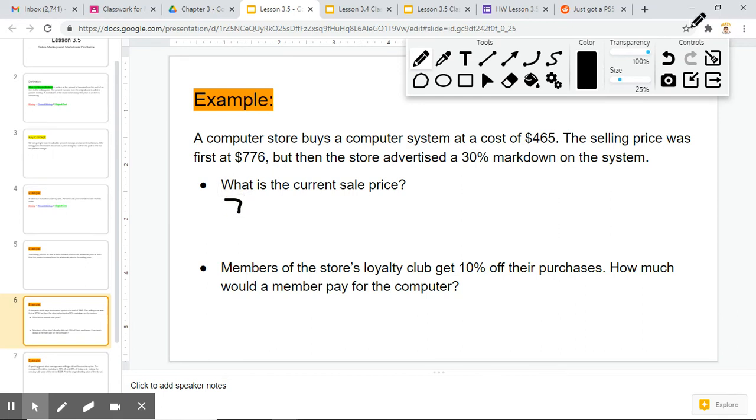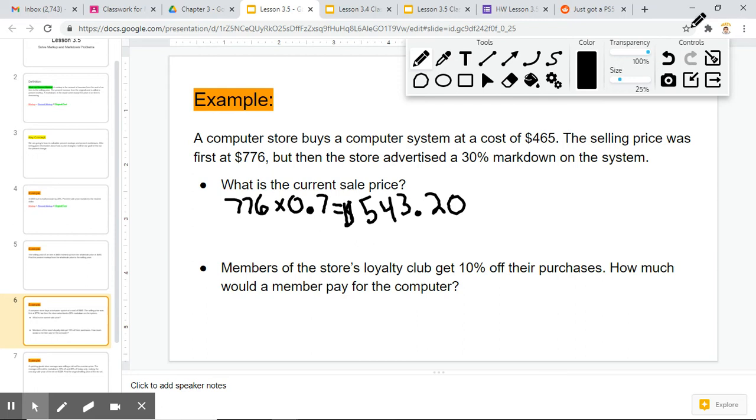All right, so we started at $776, and they're doing a 30% markdown. But if they're doing a 30% markdown, we can consider that as like 70% of the original cost, right? So I'm just going to multiply this by 0.7, which is 70%. And that's because of 776, we only want 70% of that because it's a 30% markdown. So 776 times 0.7 would give us $543.20. And that is how much the current sales price will be after a 30% markdown.